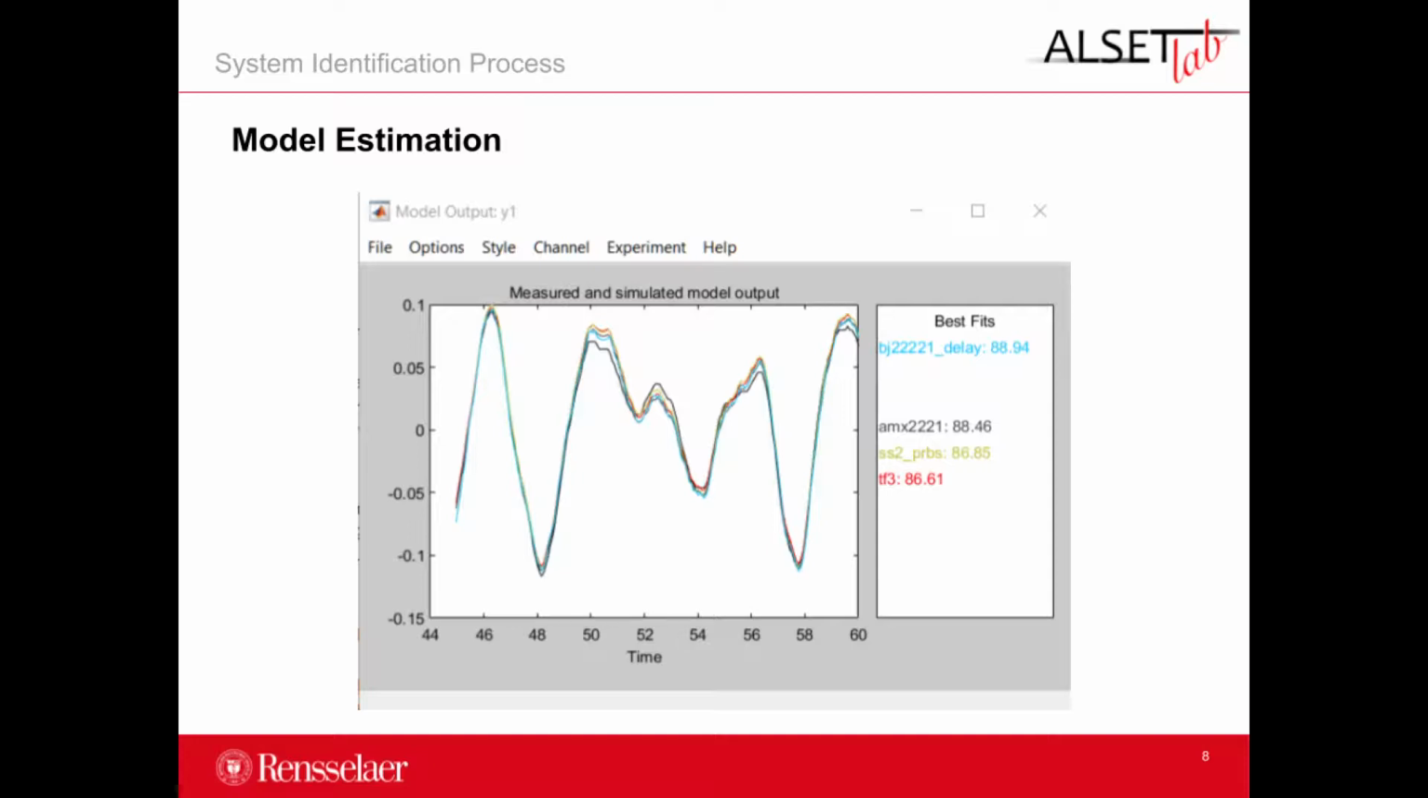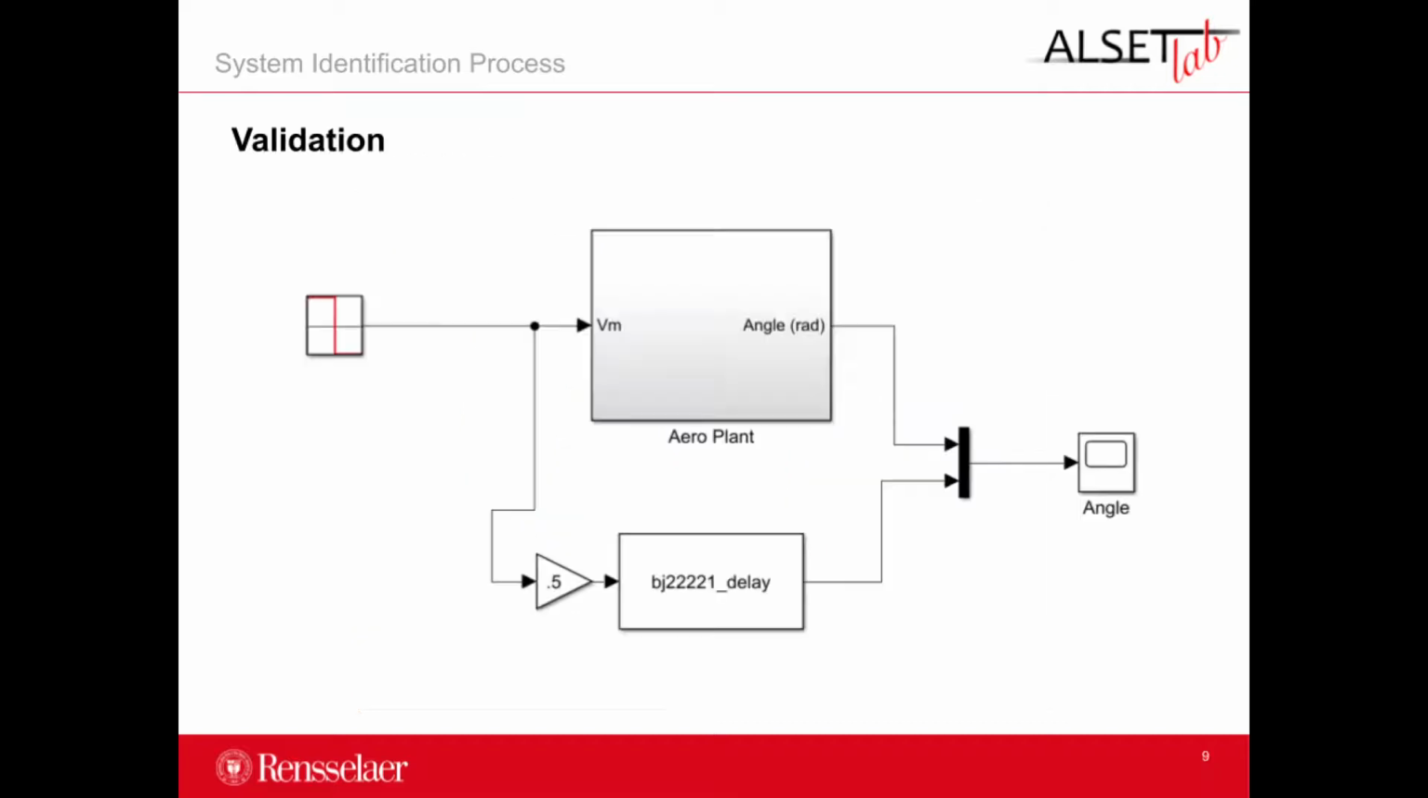Pictured here is the model output window of the System Identification Toolbox app for the pseudo-random binary signal input applied to the Quanser AERO. Four estimated model outputs are displayed here with their similarity to the measured output described as a percentage on the right-hand side. In this case, while all the model outputs are fairly similar, it's easy to see that the Box-Jenkins polynomial model at the top of that list fits the measured output the best.